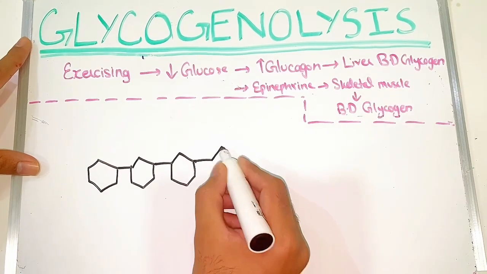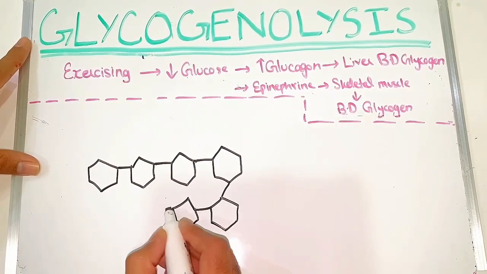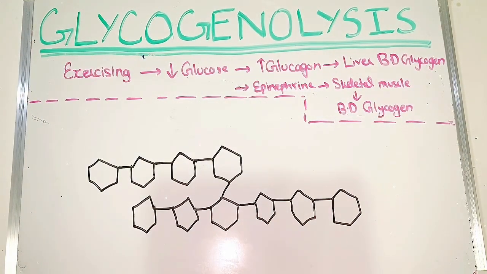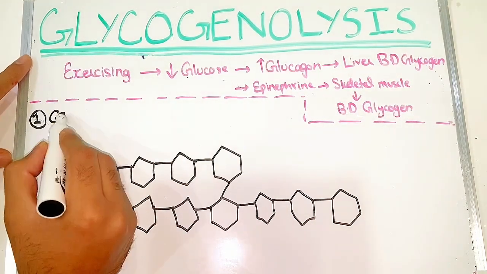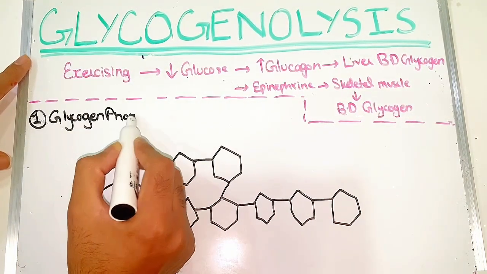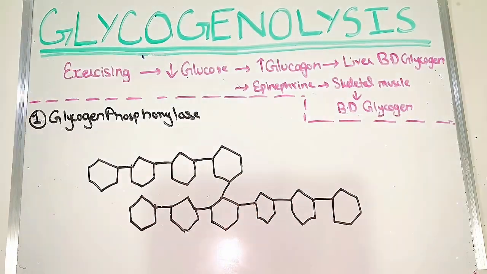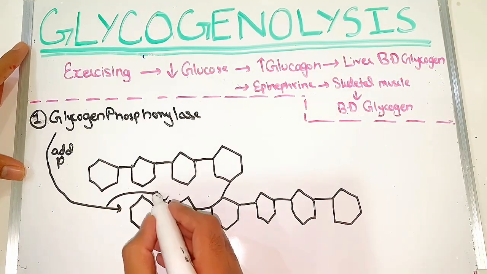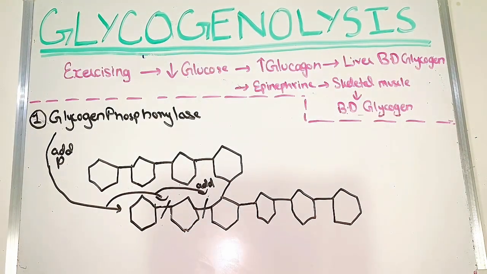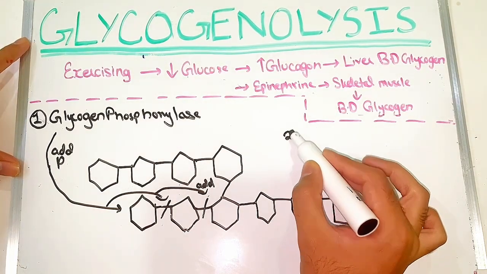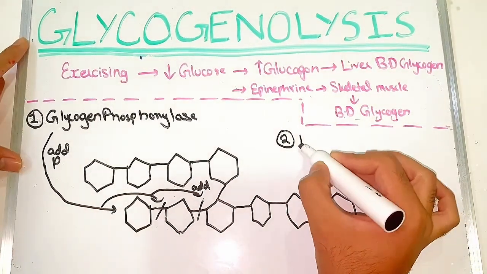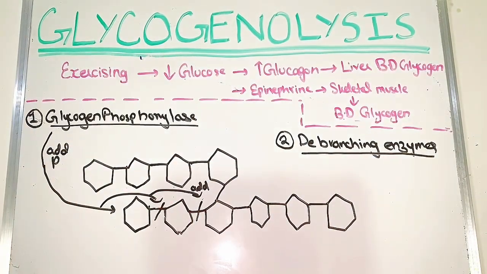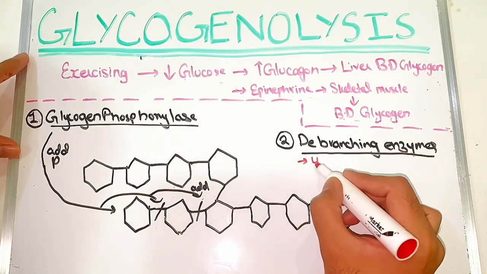Basically, there are two types of enzymes which take part in breakdown of glycogen. First one is glycogen phosphorylase. The function of glycogen phosphorylase is that it adds a phosphate ion into the glucose molecule and converts it into glucose 1-phosphate. A second enzyme which takes part in the glycogen breakdown is the debranching enzyme. It acts on the branching part of the glucose chain.